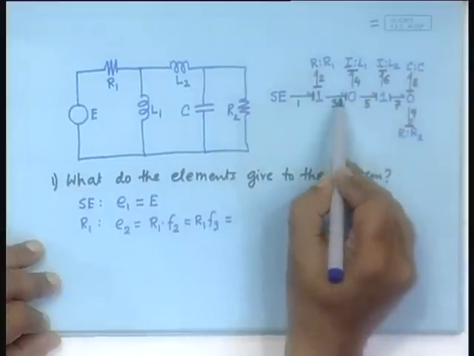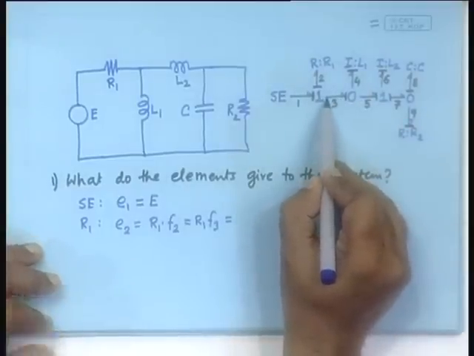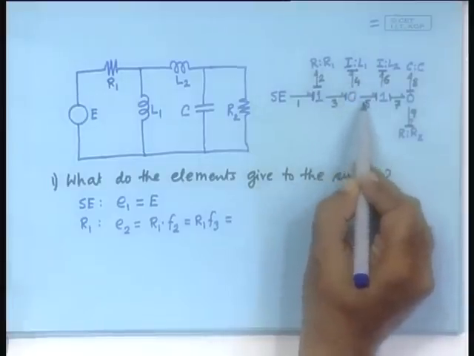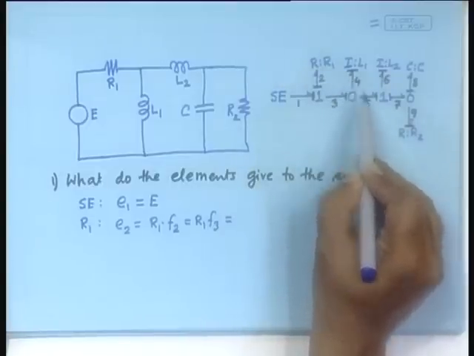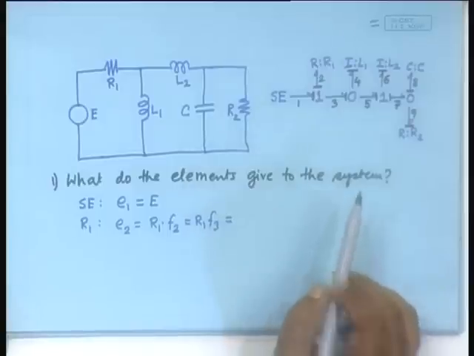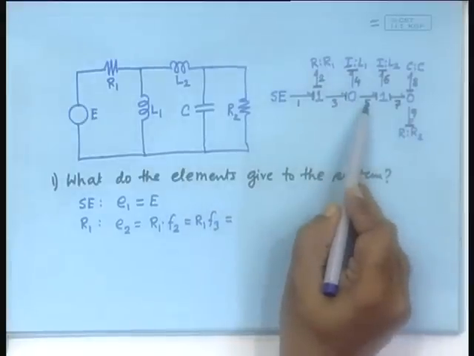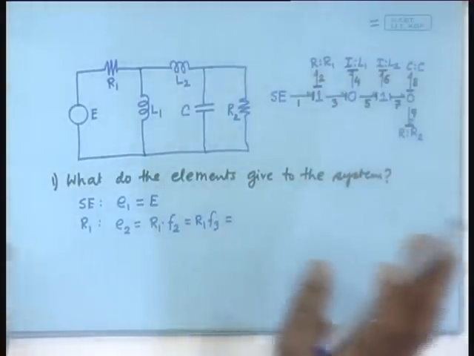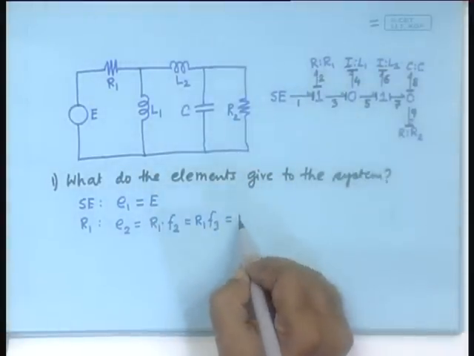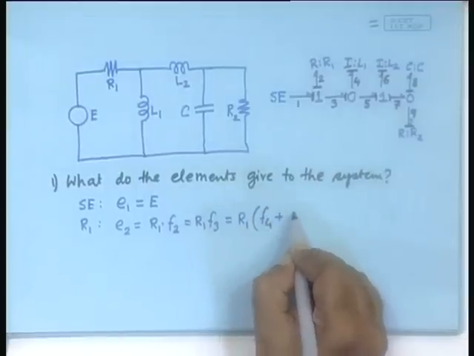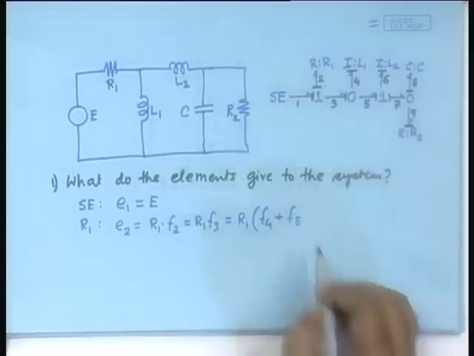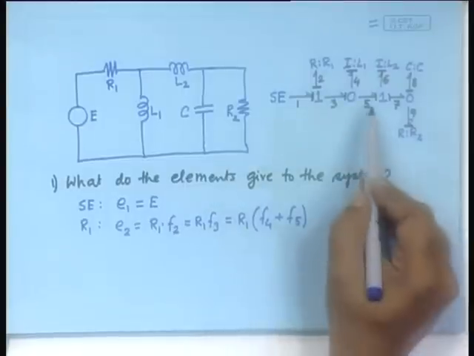Therefore F3 is a combination of this and that. And notice the power directions. Because the voltages are equal, efforts are equal. So F3 is equal to F4 plus F5. Is that right? Because of the power directions, remember that. Had the power directions been opposite, then it would be some minuses. So here it is R1 times F4 plus F5. Done.